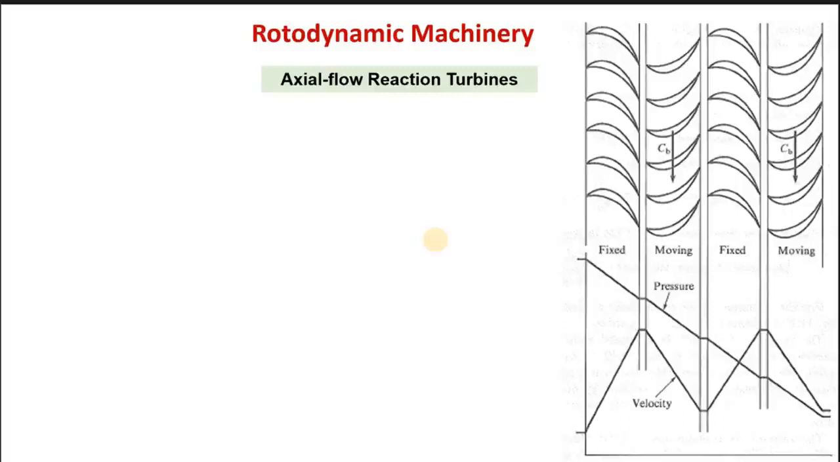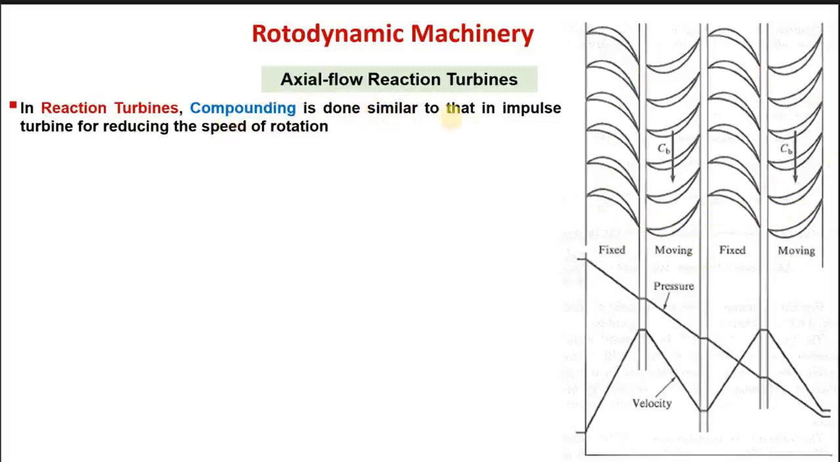So there were 3 different types of compounding in case of impulse turbine, but in case of reaction turbine there is just one type of compounding, and that is pressure compounding. As you see here, it is just fixed and moving blades. So this is the compounding in case of reaction turbine. So in reaction turbines, compounding is done similar to that in impulse turbine. The purpose is the same, that is to reduce the speed of rotation of the shaft or the wheel.